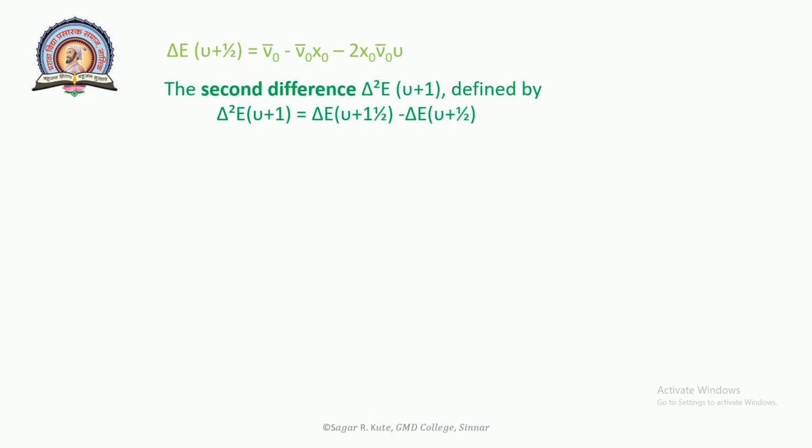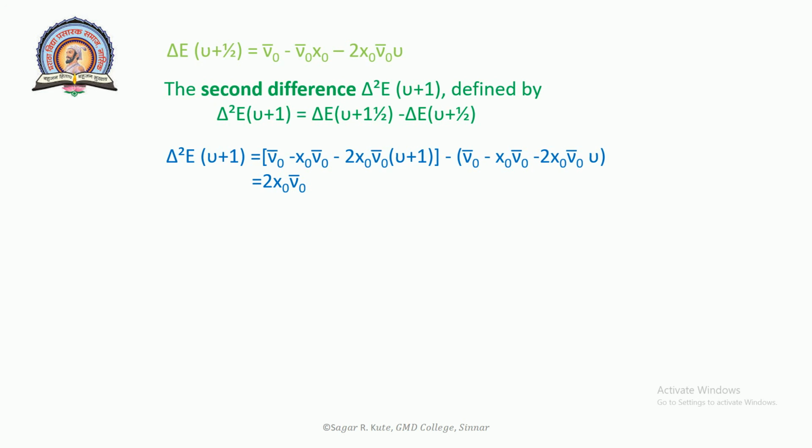The second difference Δ²G(v + 1) is defined by Δ²G(v + 1) = ΔG(v + 3/2) − ΔG(v + 1/2), and can be used to check the assignment. Substituting in the equation gives Δ²G(v + 1) = [ω0 − x0ω0 − 2x0ω0(v + 1)] − [ω0 − x0ω0 − 2x0ω0 v], which is equal to −2x0ω0.